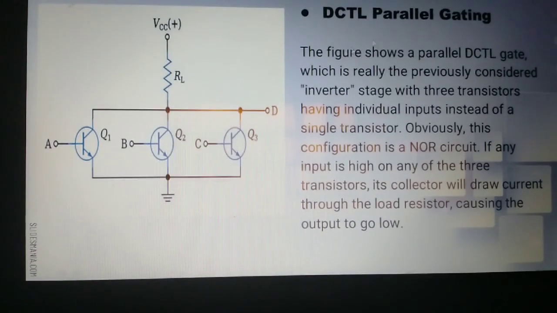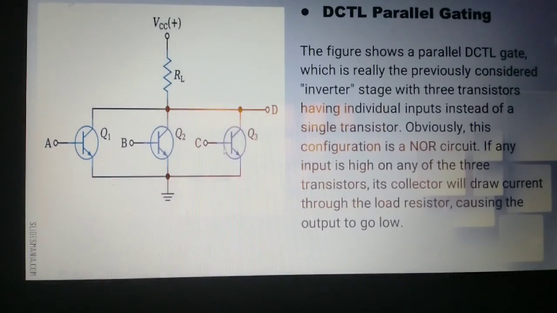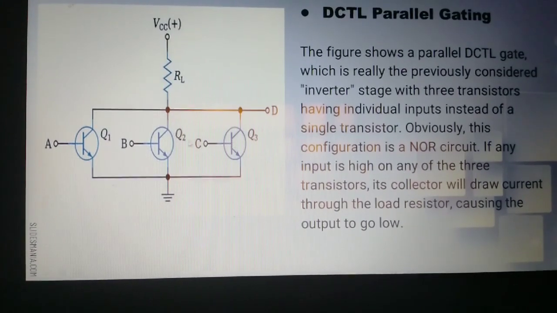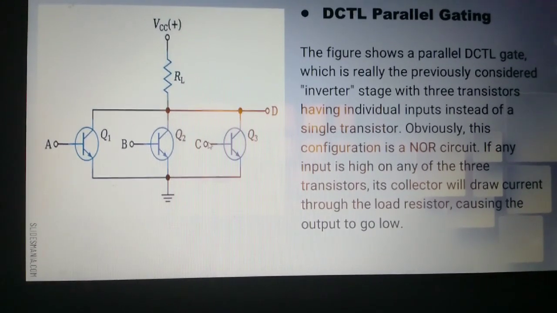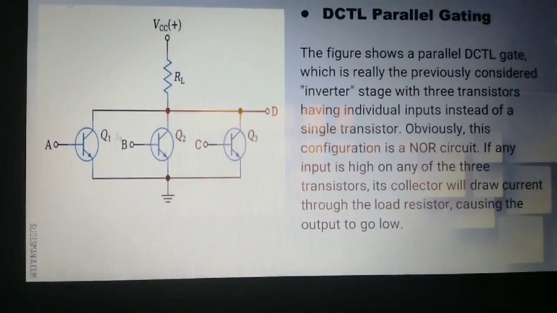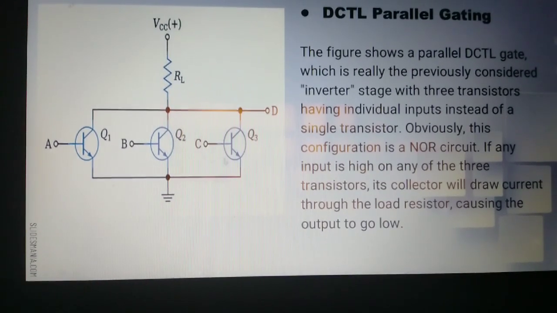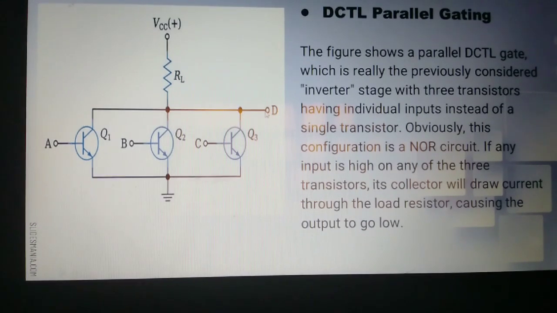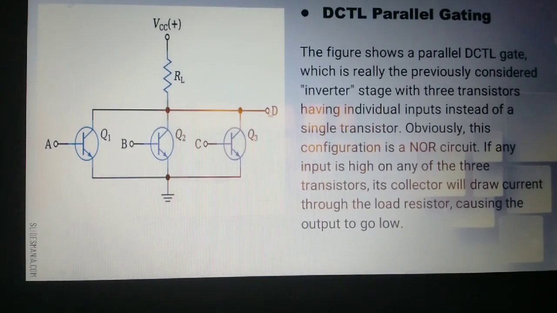So, dito naman sa parallel gating, ang ginamit niyang gate is NOR gate. So, di ba ang NOR gate, kabaliktaran siya ng OR gate, ma-operate lang ito pag ang lahat ng ito ay naka-off or walang voltage na pumapasok or mababa ang voltage, low voltage. Tapos, kung low tong A, B, and C, ang output nito is high. Pero kung may isa ditong high input, ang output nila is magiging low.